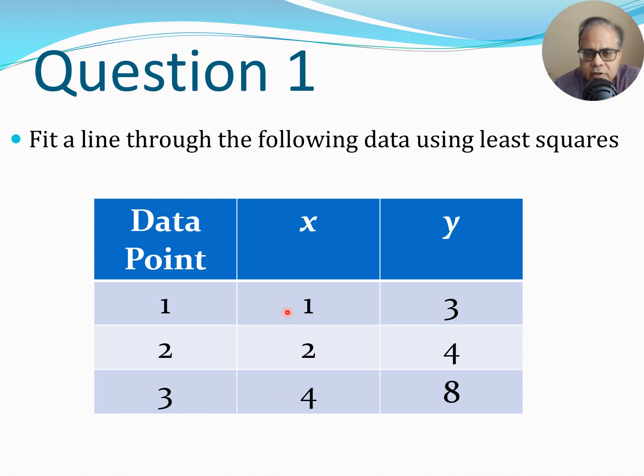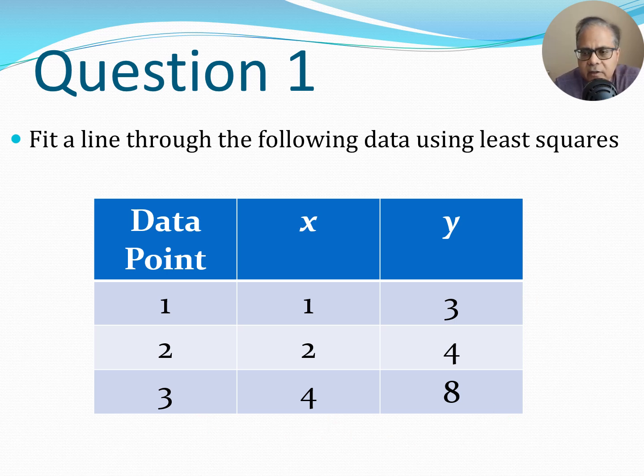For each data point you have two coordinates x and y. So for data point 1 x is 1, y is 3. For data point 2 x is 2, y is 4. And for data point 3 x is 4, y is 8.